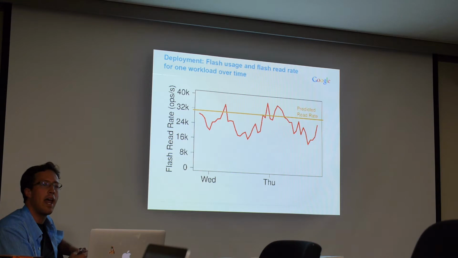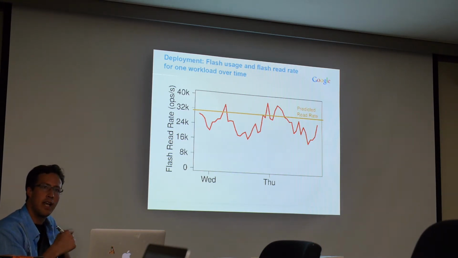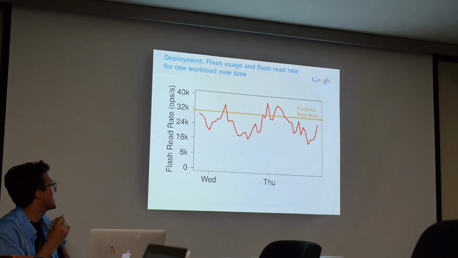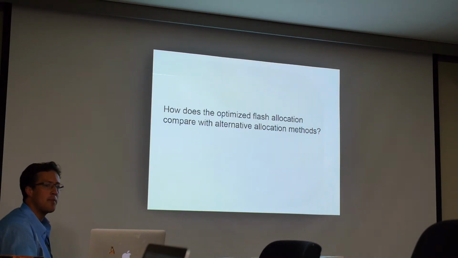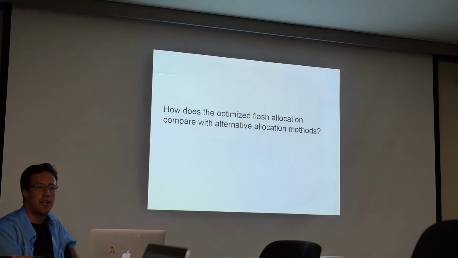We wanted to look at how well, over time, the predicted read rate for the data we placed on flash matched up with our prediction. This is a single representative user where we predicted that we would be reading 32K ops per second from the data we placed on flash. Over the course of 2 days, it goes up and down, obviously, as the workload changes, but it was pretty good. We didn't do quite as well as we wanted on average, but it was a pretty close match. And how does the optimized flash allocation compare with alternative allocation methods?